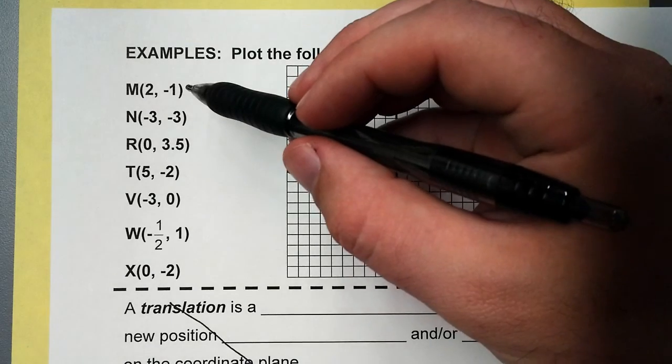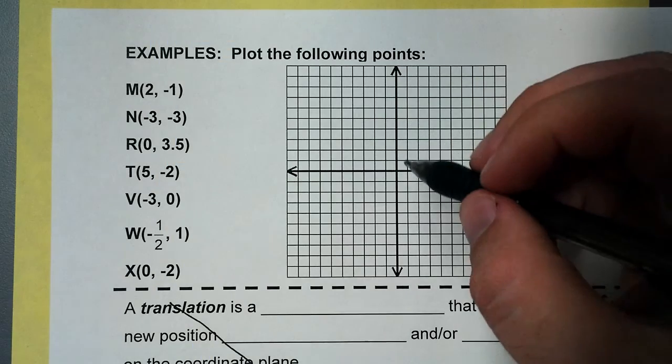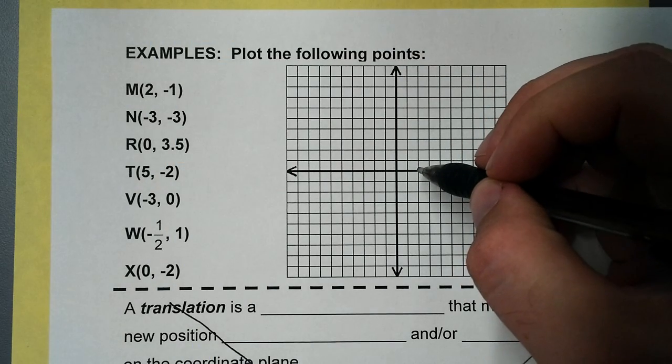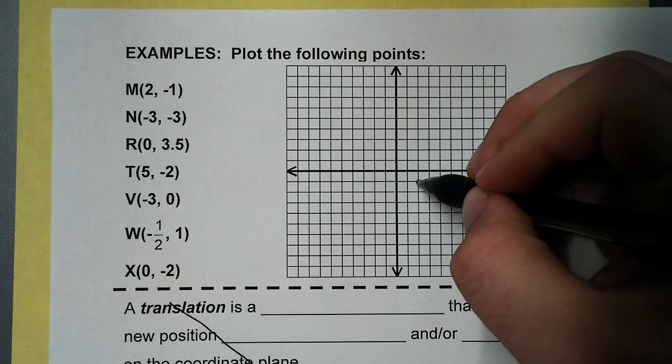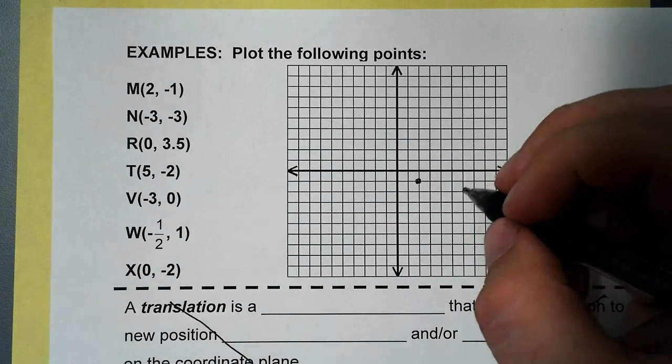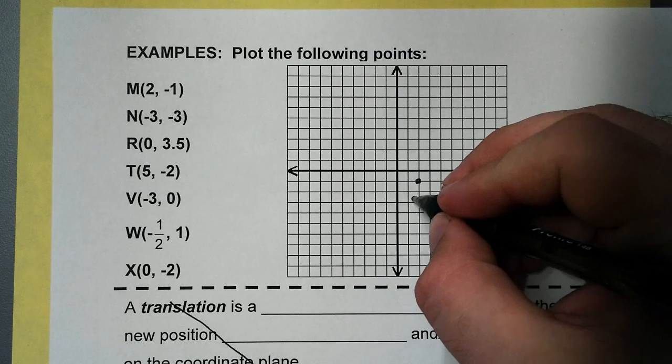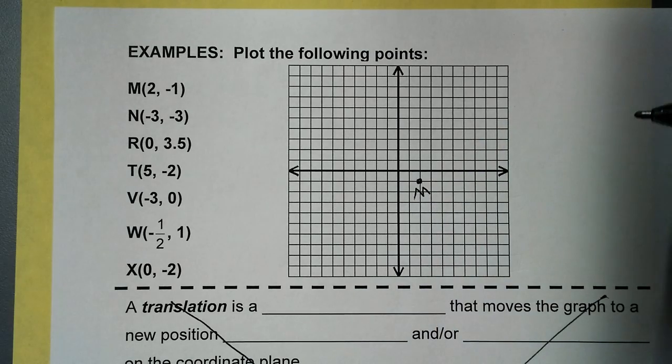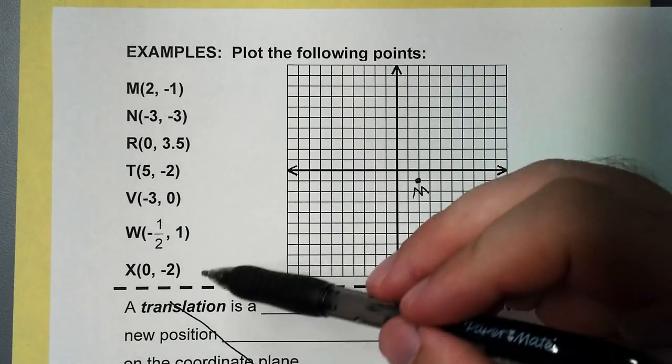Let's take this first one, 2, -1. So we're going to the right, 1, 2, we're going down 1. That is my point. And I'm going to label it point M. So right over here underneath it, I'm just going to put M. We're going to do that for each and every one of these points.